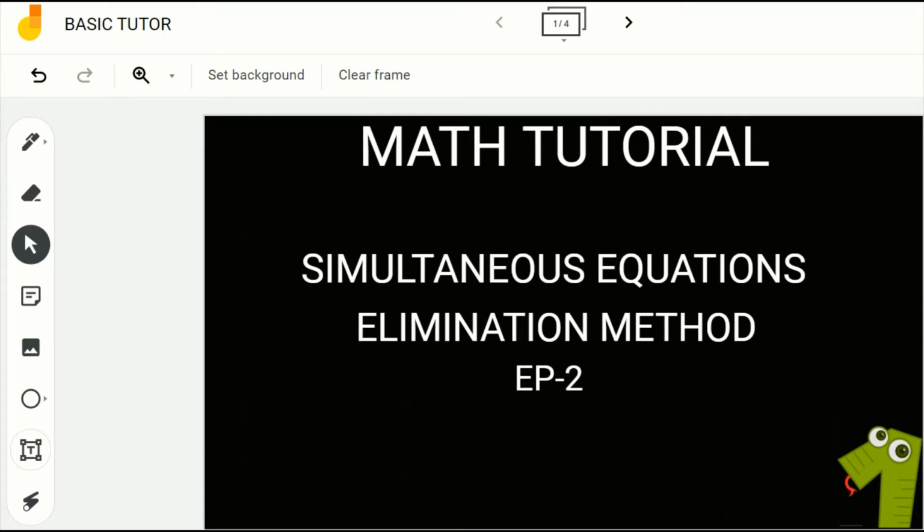In this video we shall be looking at simultaneous equations using the elimination method. If you missed our previous video, you can click on the link above to see what we did in our last video on simultaneous equations. In this video I will be looking at a different question on simultaneous equations using the elimination method.